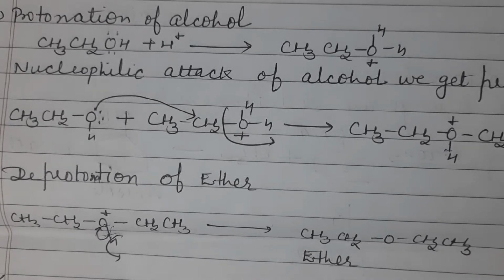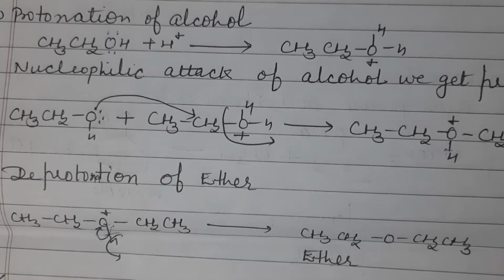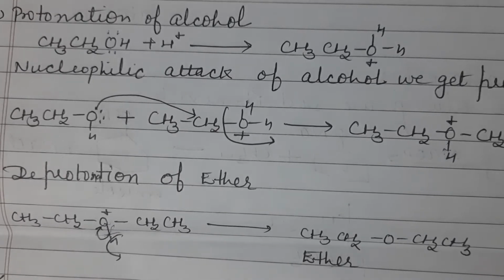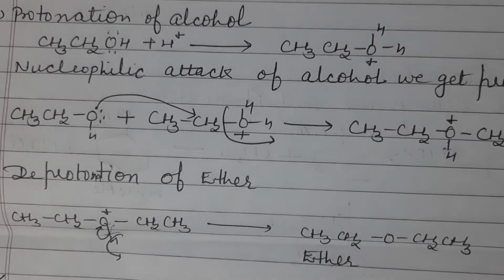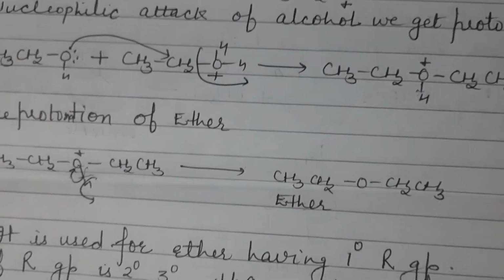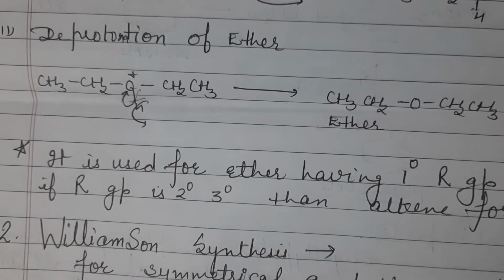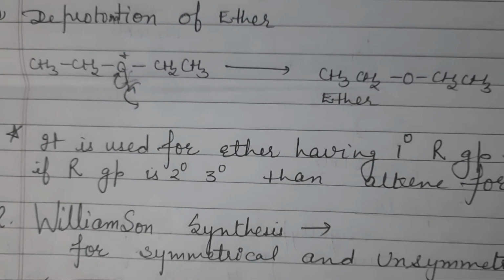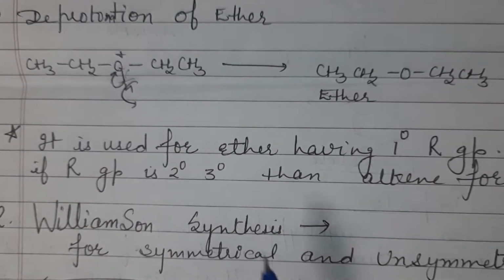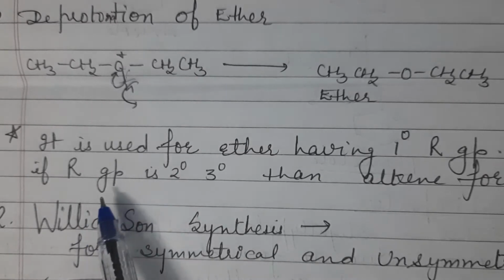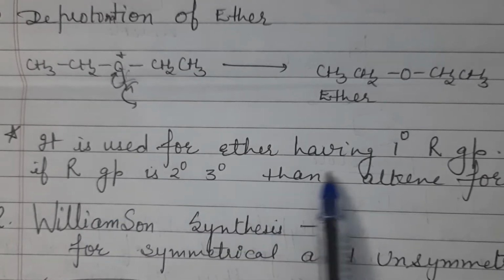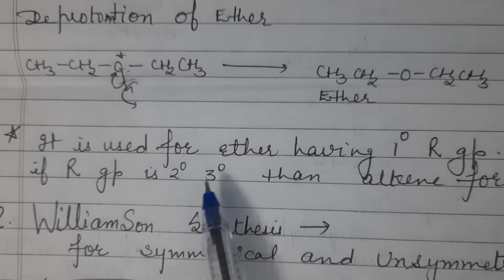It is used for preparation of that type of ether where we have primary R group. If the R group is secondary or tertiary, then alkenes are formed.